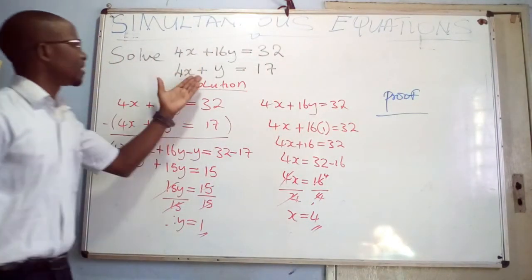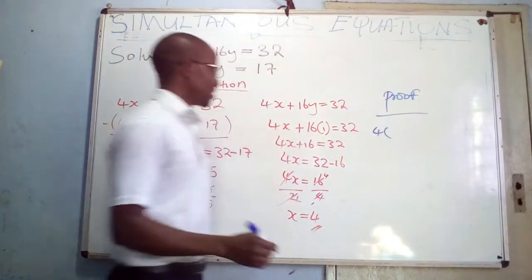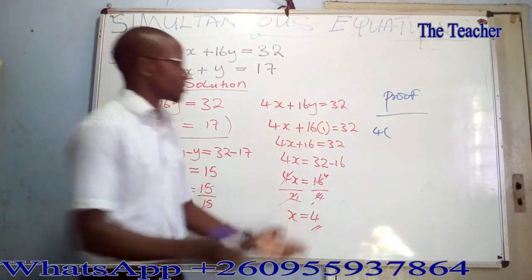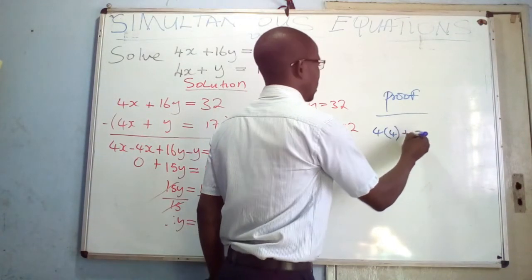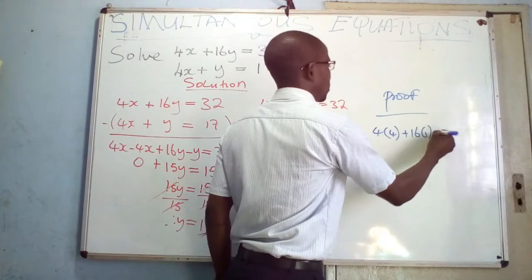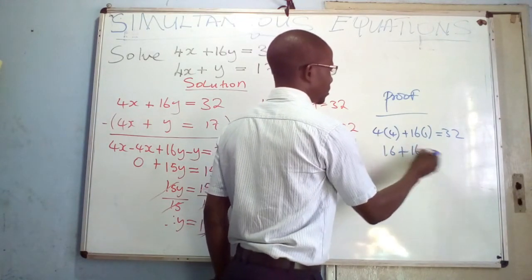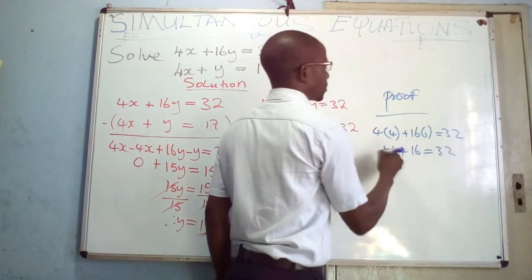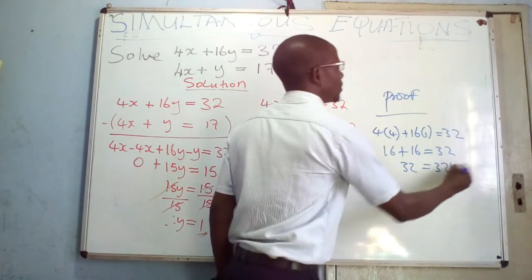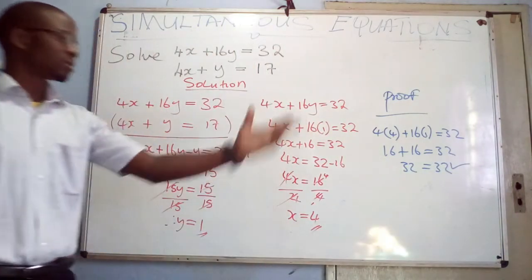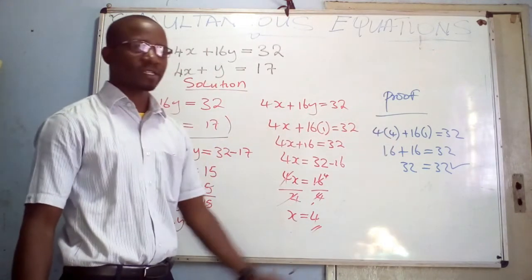Pick one of the equations. Let's say we pick the first equation. We say 4x. What is x? X is 4. So 4 times 4, then plus 16 times 1 equals 32. 4 times 4 is 16, 16 times 1 is 16, and 16 plus 16 is 32, so 32 equals 32. Therefore, this is balancing. This shows that our calculations are correct.